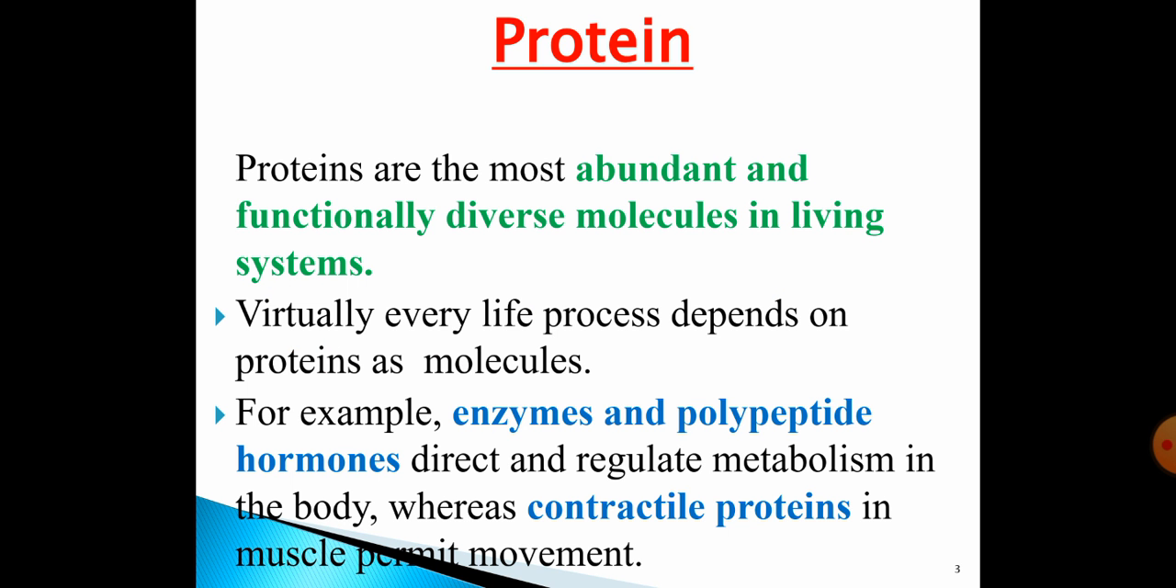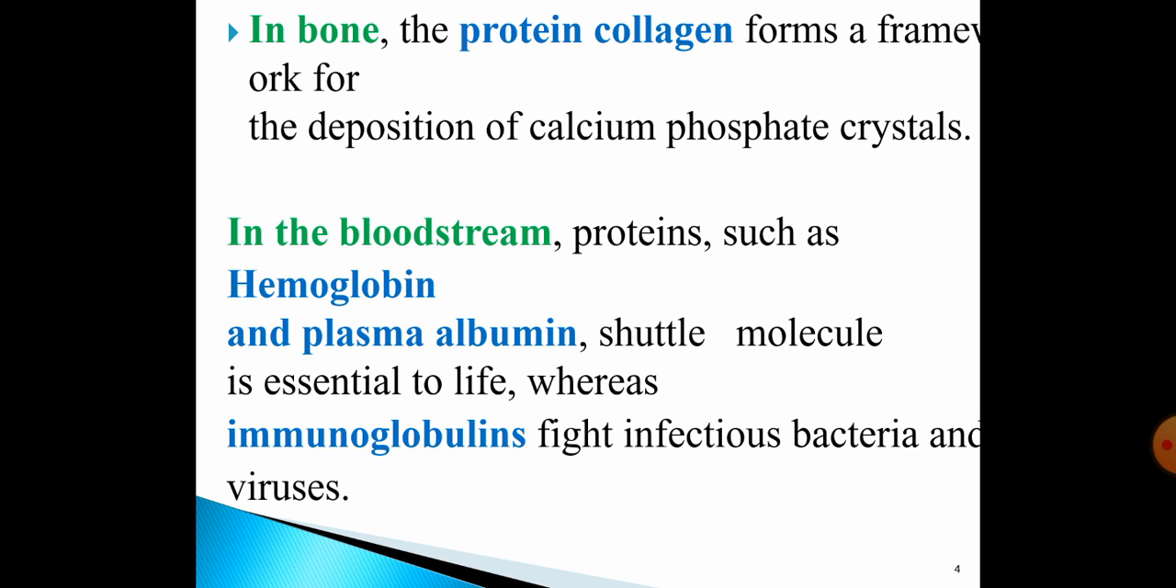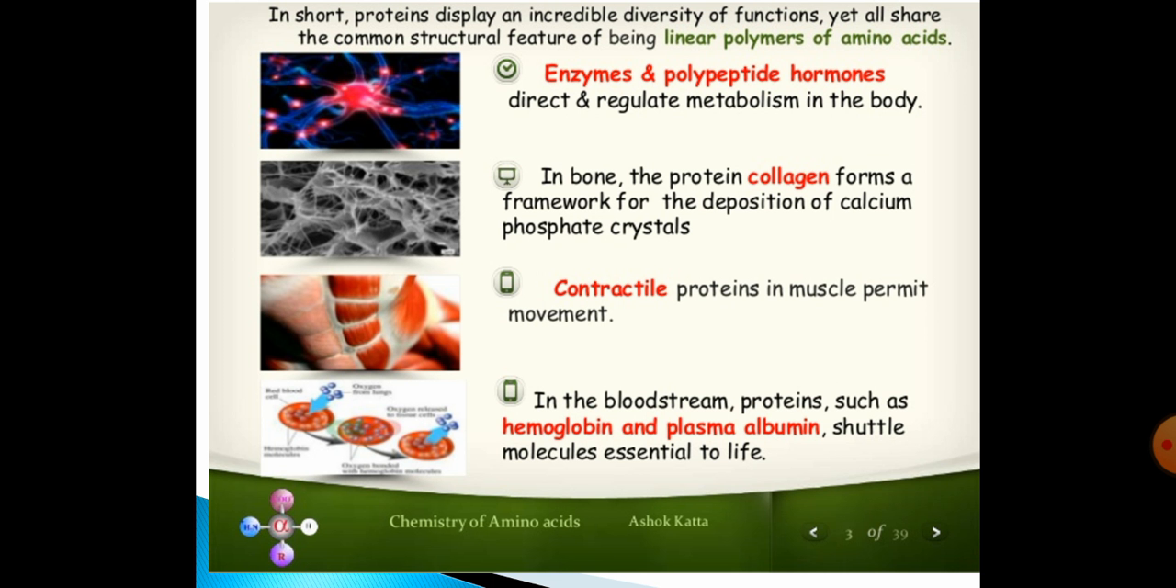About proteins and their functions, I told you that protein is the most abundant and functionally diverse molecule in living systems, and they do so many functions. Examples are enzymes and hormones that regulate metabolism, use as a framework like collagen, transport of nutrients like albumin, and immunoglobulins used for defense. Sometimes we can use protein as energy, but this is not the main function. Protein is mainly for building the body framework.